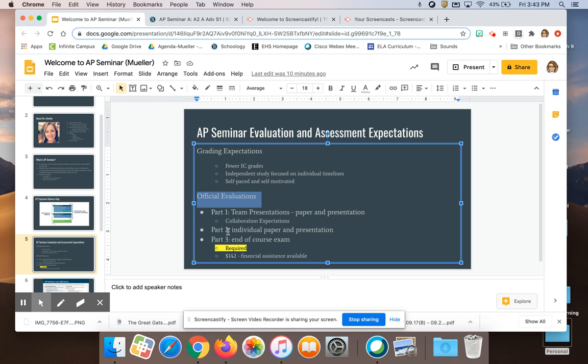Then the second part is to do an individual research paper with a question that they compose, and then do an individual presentation, which will also be recorded and submitted to College Board as part of their score. Part 3 is an end of course exam. The most important part about this is that it is required.